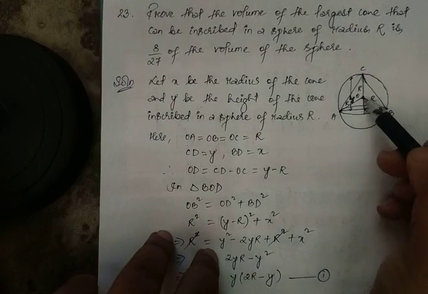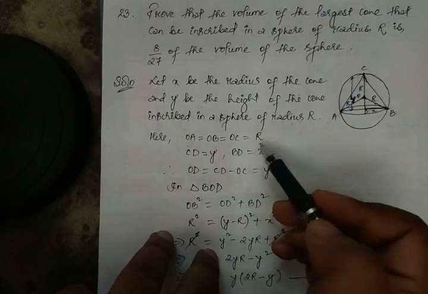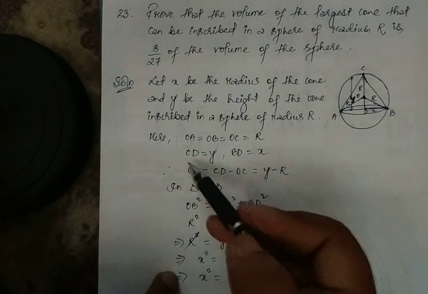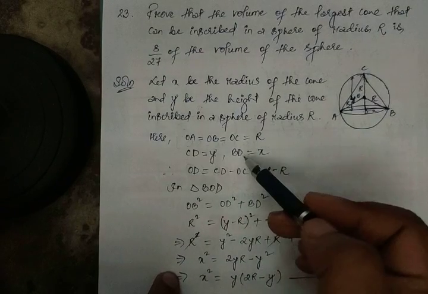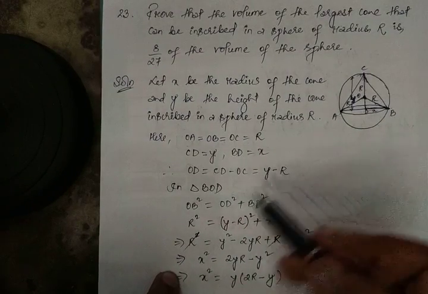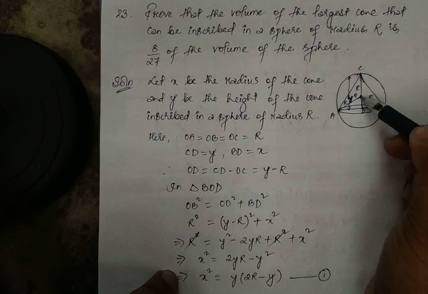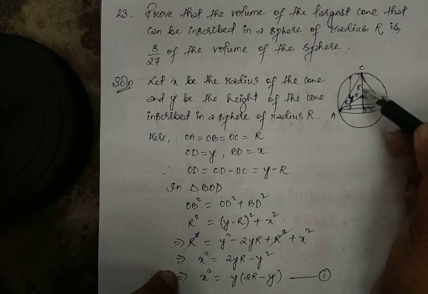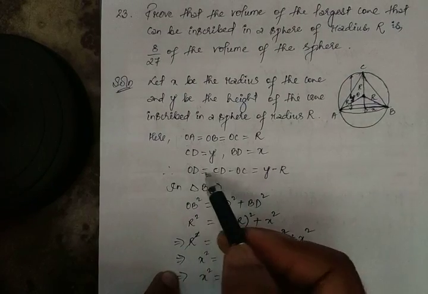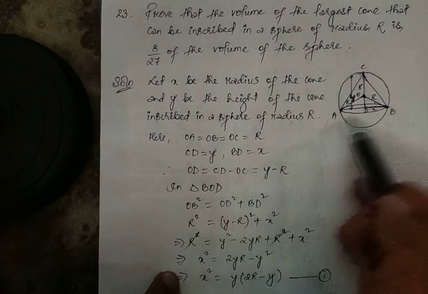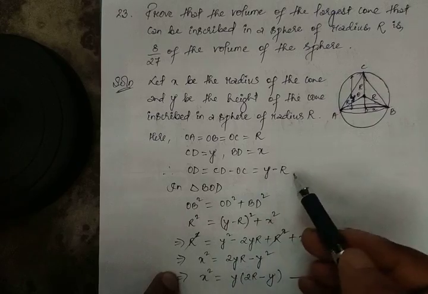As you can see, OA, OB and OC are equal, and they are equal to capital R, the radius of the sphere. CD is equal to Y, the height of the cone, and BD is equal to X, the radius of the cone. So therefore OD will be how much? To find this OD, we have to subtract OC from the whole CD. So OD is equal to CD minus OC. CD is Y, minus OC which is R, so OD will be Y minus R.